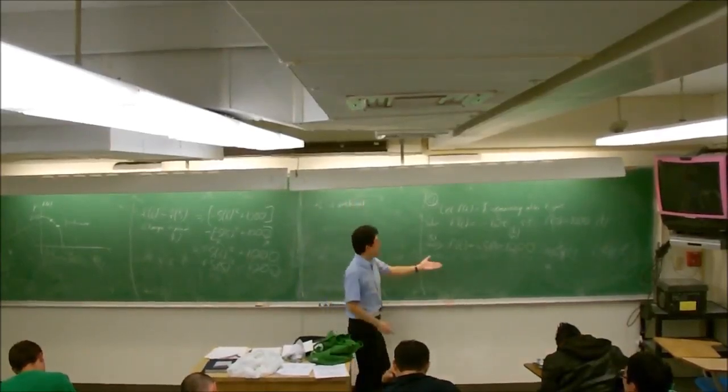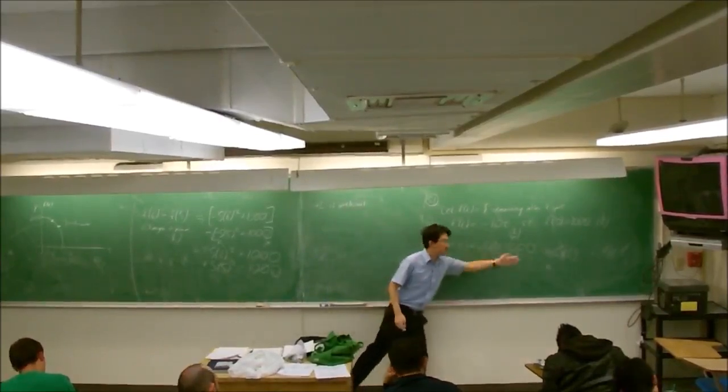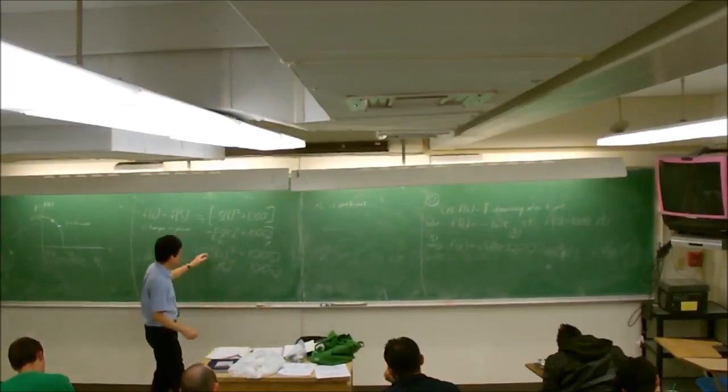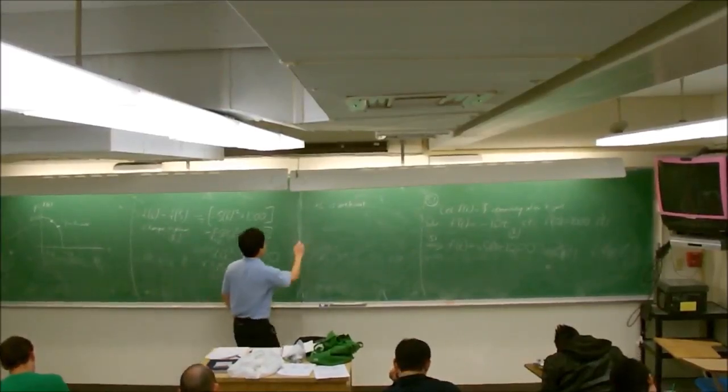You may as well have taken the antiderivative where this was 0. Okay? May as well. That's an important point. By the way, when you work this out, you get negative 55.